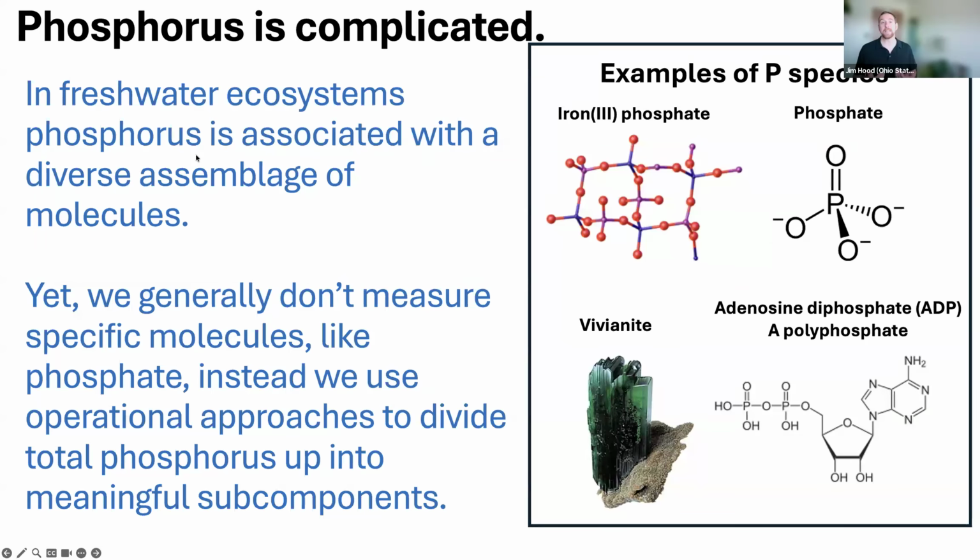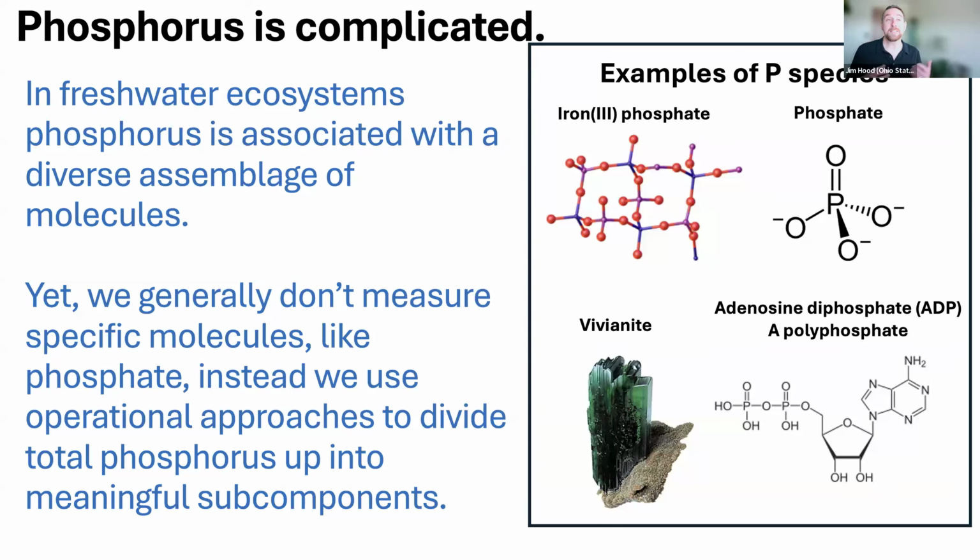Now, that's kind of complicated because in freshwater ecosystems, phosphorus is associated with a diverse set of molecules. And there are examples of them over here, including phosphate and iron phosphate, which are important in phosphorus cycling within fresh waters. But as aquatic ecologists, we generally don't measure specific molecules like phosphate. Instead, we use operational approaches to divide up phosphorus into different meaningful subcomponents.